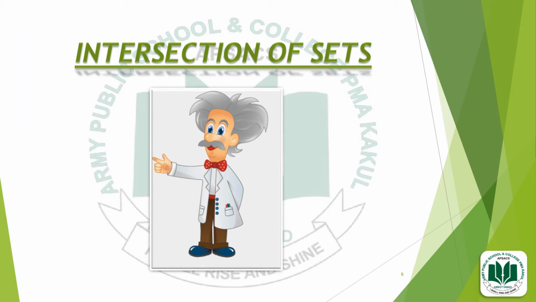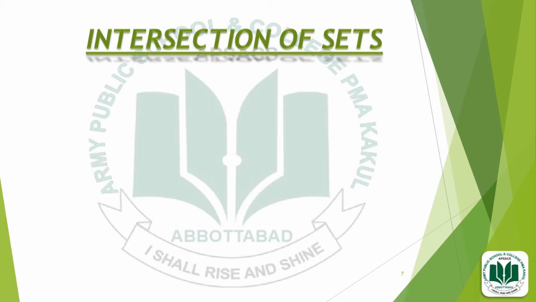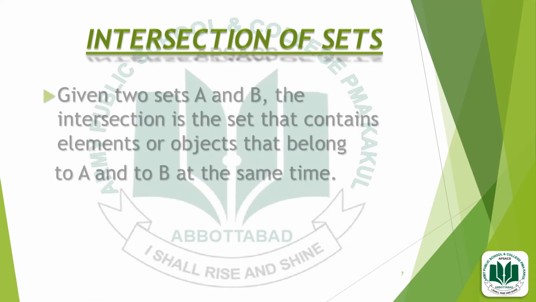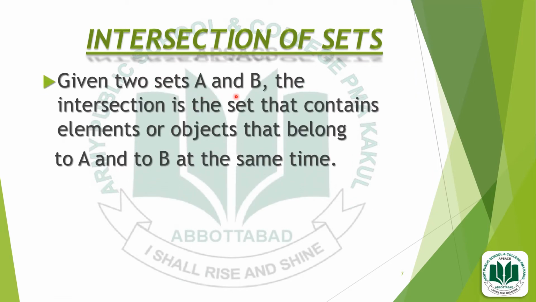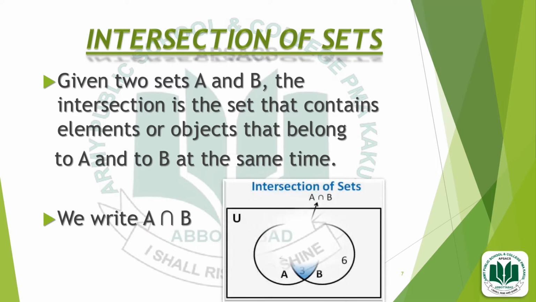Now let's discuss intersection of sets. Intersection of sets. Given two sets A and B, the intersection is the set that contains elements or objects that belong to A and to B at the same time. Mathematically, we represent intersection as this. This is the symbol for intersection. In Venn diagram, the intersection is represented with this overlapping part.